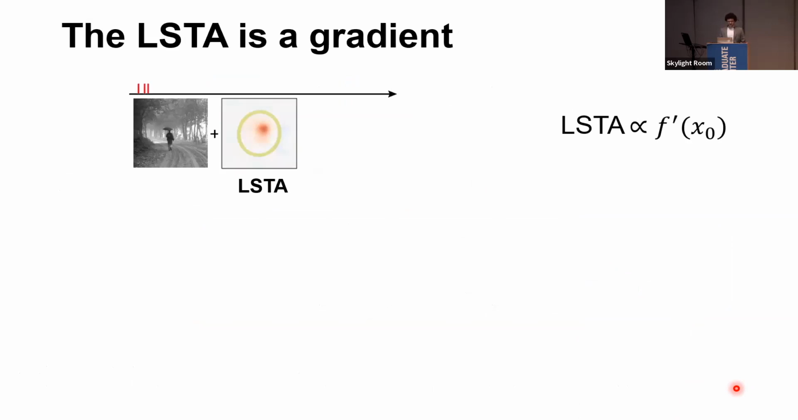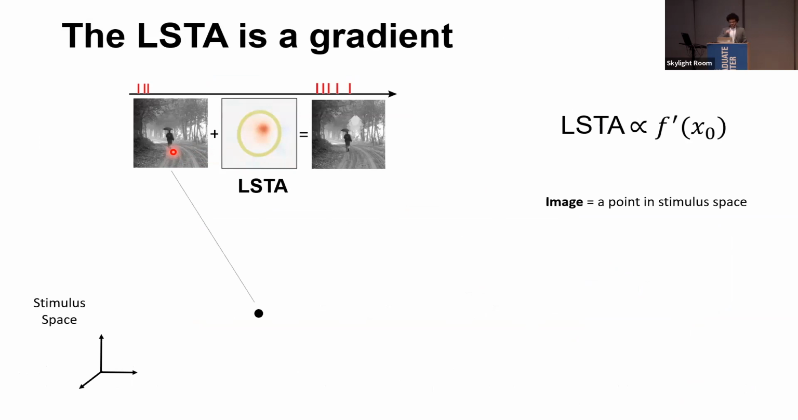And I can also give you another interpretation of the local STA. This would be the change that we should apply to the stimulus x0 in order to make the response of the sensory neuron maximally increase. So if we see the natural image as a point in a high dimensional stimulus space, then the local STA is the direction in which we have to move in this stimulus space in order for the neuron to maximally increase its response.